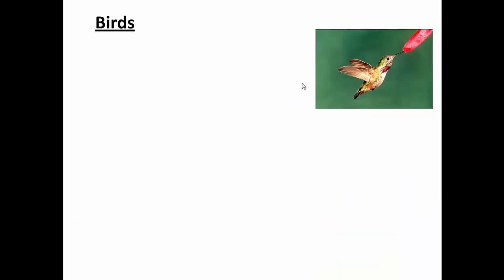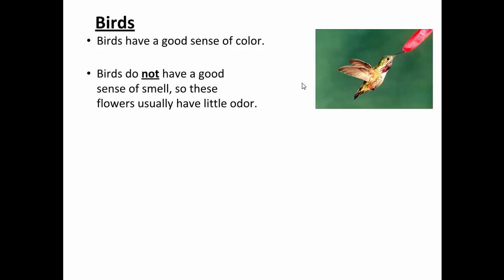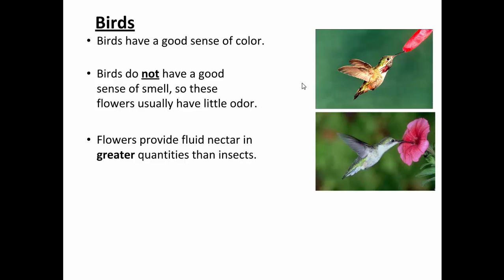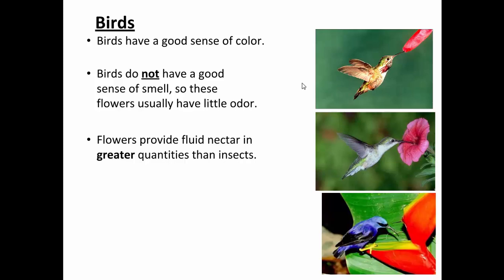Birds, like hummingbirds, are very common pollinators. They have a good sense of color, so many bird-pollinated flowers will be colorful. They don't have a great sense of smell, so often they don't have a strong odor. And usually the flowers provide a lot of nectar because birds have much higher nutritional requirements than insects. To keep a hummingbird alive, it uses a huge amount of energy for it to fly the way it does, so hummingbirds need a lot of nectar. They often have very specifically shaped beaks that are adapted to getting nectar from a single flower.